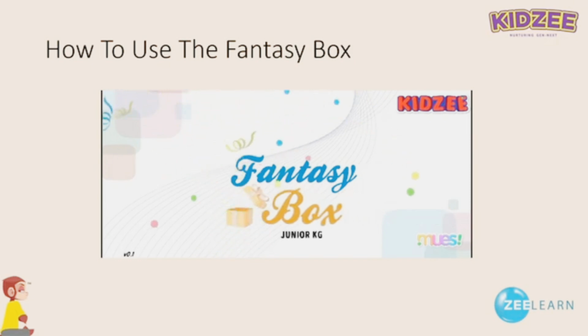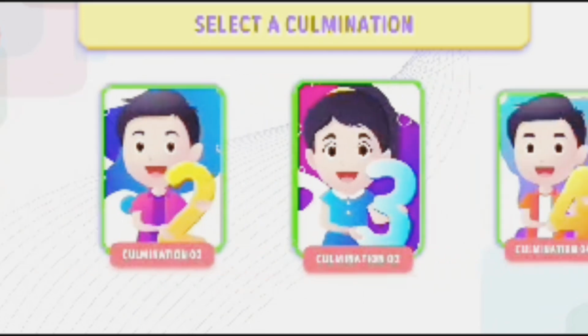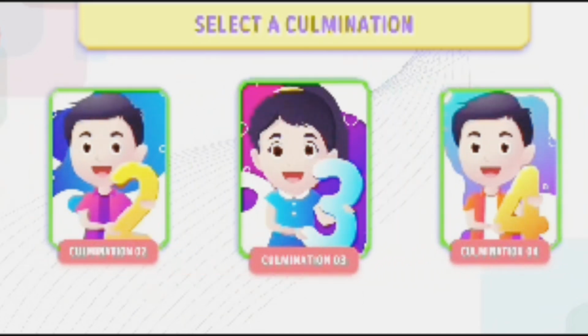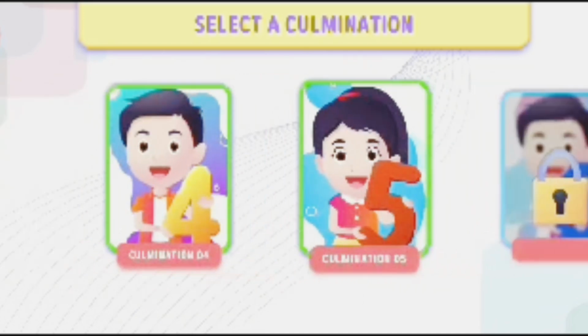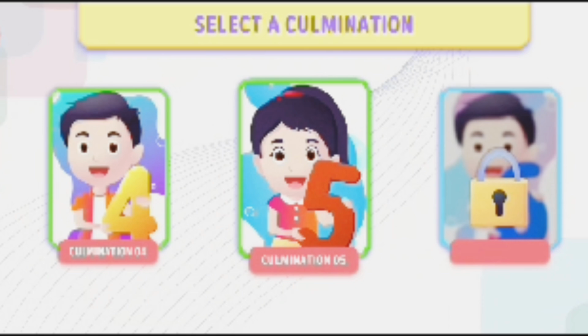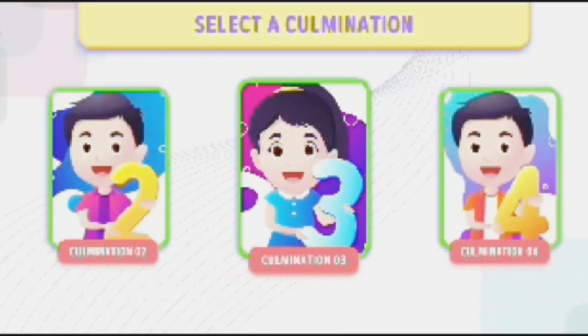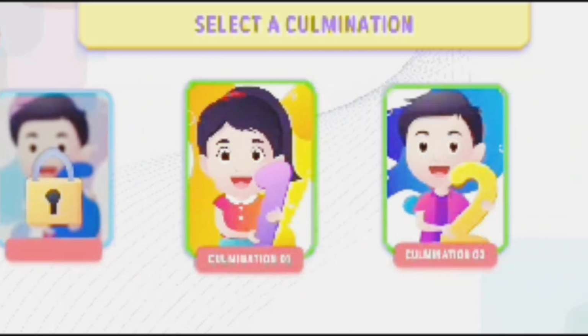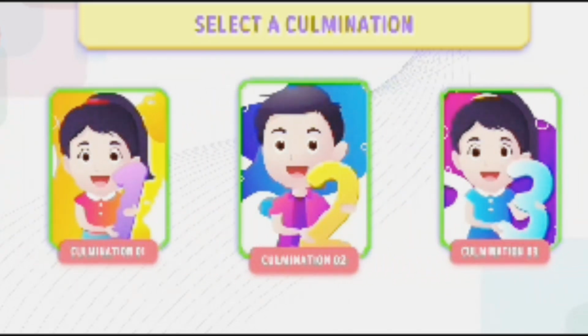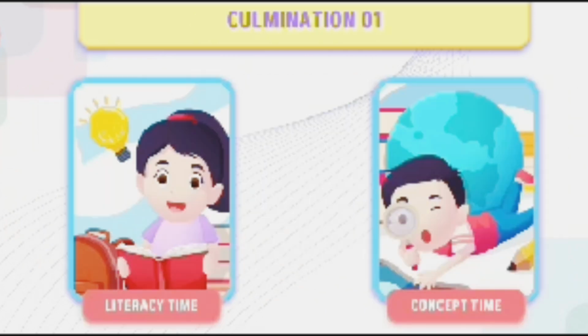If you log in for the first time, it will ask you to download the Fantasy Box. Here you can get 6 culminations. As we know, our curriculum has been divided into 6 culminations. So as per your choice, you can just select the culmination. I have selected culmination 1.